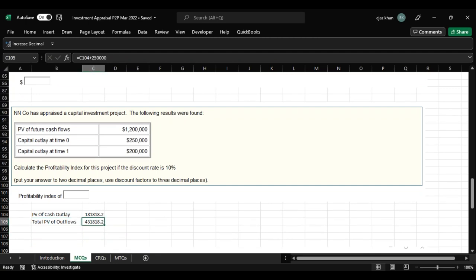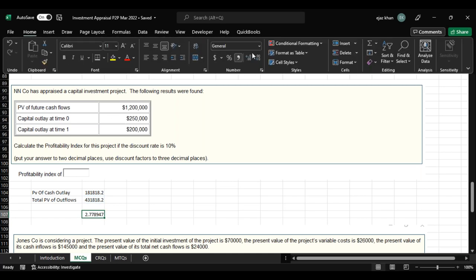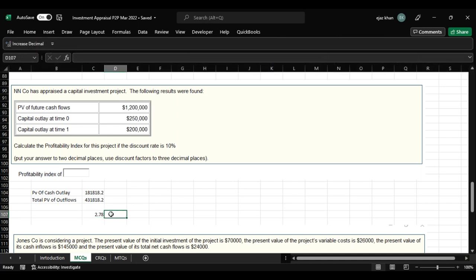So this is it. Now there are two ways of calculating the profitability index. Just look at it. One way is simply to take the present value of cash inflows, which is 1,200,000, and divide it by the present value of cash outflows, and it is going to be 2.78 times, or whatever you call it, 2.78.